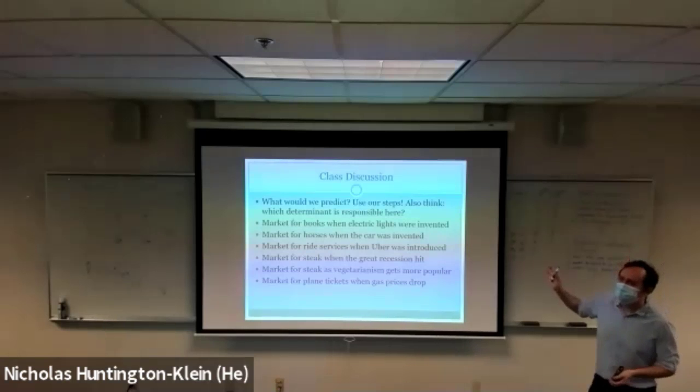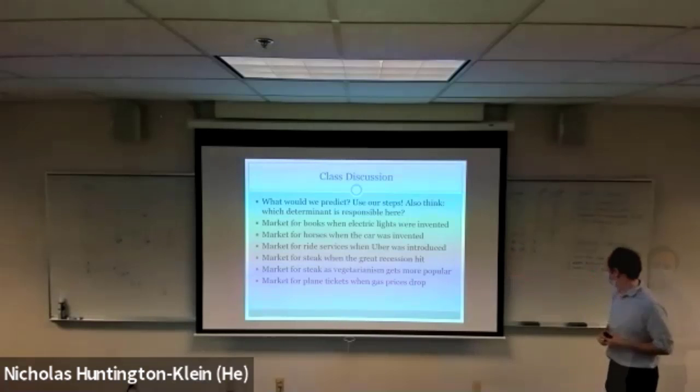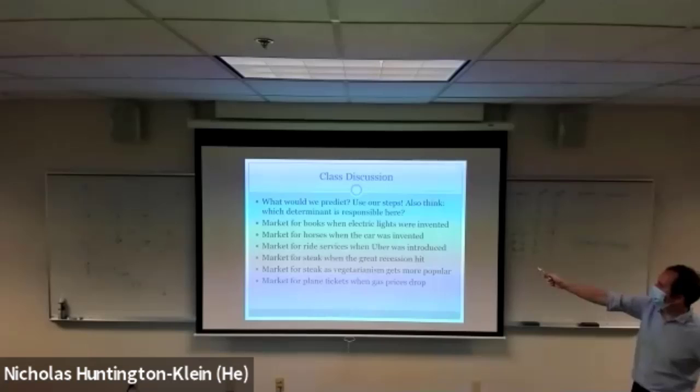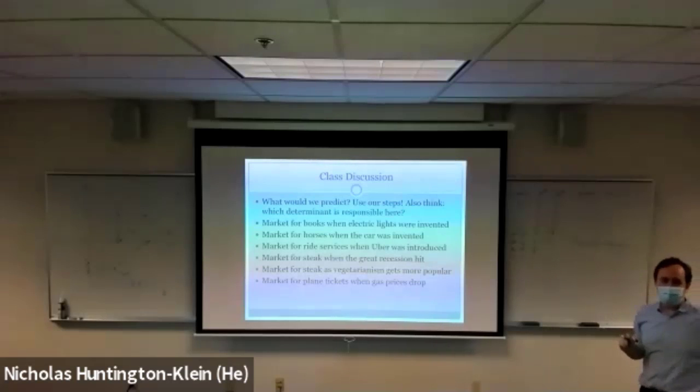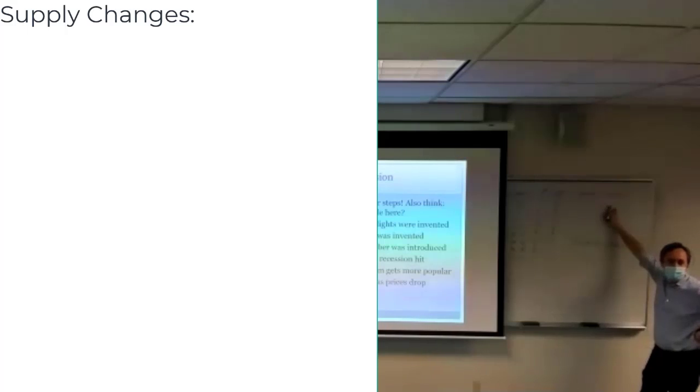Okay, let's do one more very briefly. What's another one we should do? Let's do one with books. Okay, so what happened to the market for books because of the invention of the electric light? So first of all, how about the supply side? Is anything changing about the supply of books with the invention of the electric light?